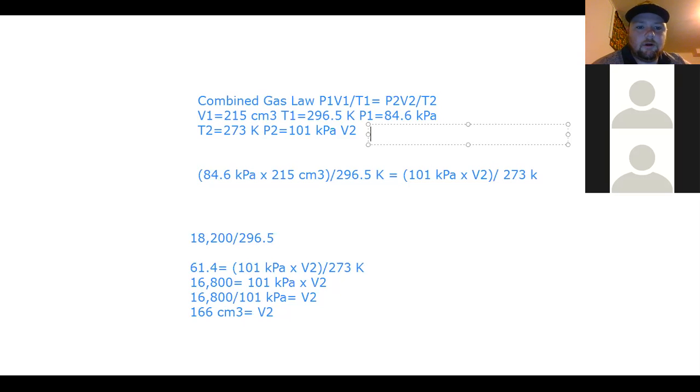The Dalton's one is super easy because all you're doing is making sure that they're all the same pressure. So make sure they're all either in torr, kPa, atmospheres, or millimeters of mercury, and then just add them together. That's a really easy one. Or you just have to subtract from the total to figure out one of your partial pressures, because that's Dalton's law of partial pressure.